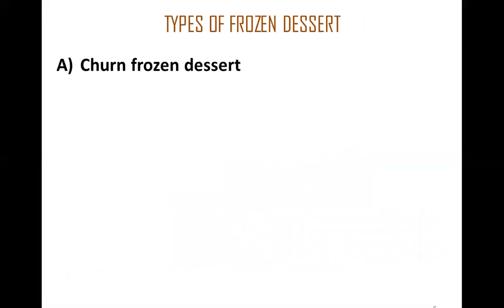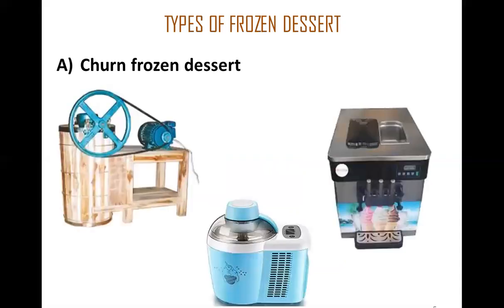So let's discuss the main types of the frozen desserts. As we saw in the classification, mainly there are two types of the frozen desserts. One is churn frozen dessert and second one is still frozen dessert. Churn frozen desserts are made in an ice cream machine. The one on the left side is a traditional Indian ice cream making machine, which operates manually. The middle one is a portable ice cream machine, in which small quantities can be made, and the right side one is an automated ice cream machine, which is commonly used in the hotel industry.